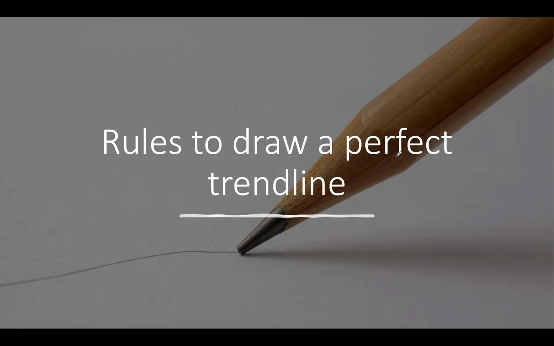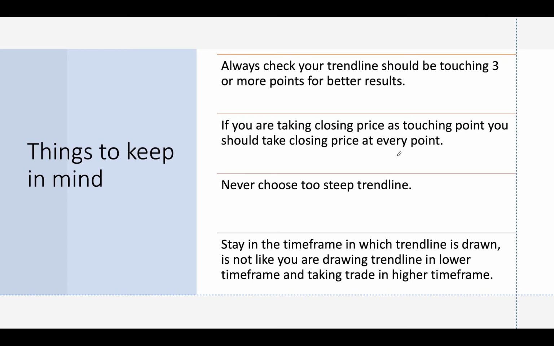After that, let's see the different rules to draw a trend line. There are a few points you have to take care of while drawing the trend line. The trend line should touch at least 3 points, or be joined by a minimum of 3 points.